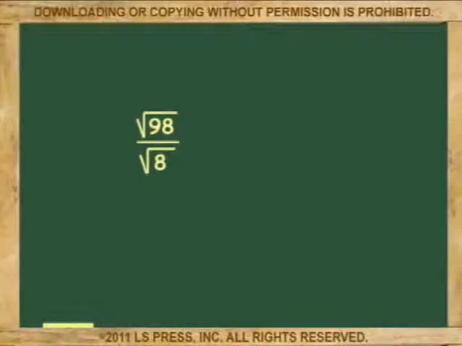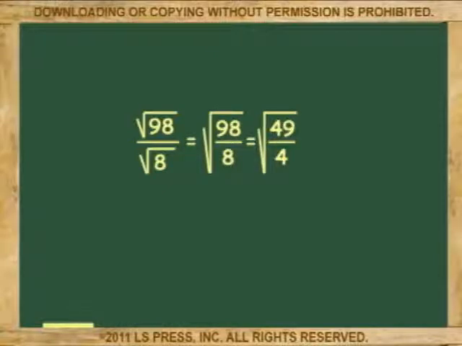Another example, radical 98 over radical 8. First, place them under the same radical. Simplify, dividing by 2. You get 49 in the numerator and 4 in the denominator. The square root of 49 is 7, and the square root of 4 is 2. The answer is 7 over 2.